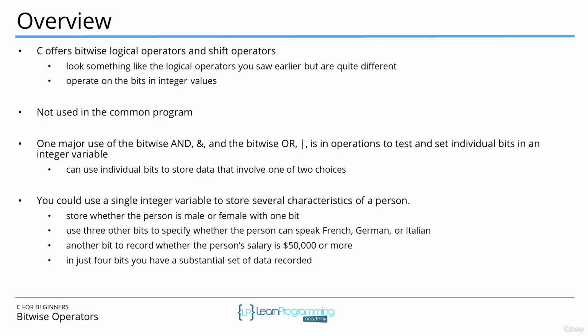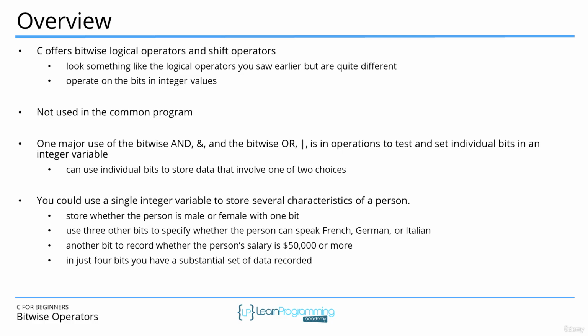Then you could use 3 bits to specify whether the person can speak French, German, or Italian. The first bit could represent French. If it's 0, that means they don't speak French. If German is 0, that means they don't speak German. If it's 1, it means they do speak German. So by turning these bits off and on, setting them to 1 or 0, you can represent a lot of data. You could have another bit to record whether the person's salary is $50,000 or more. If it's 1, it's true, yes it is. 0, false. So basically, we just specified 5 bits of data.